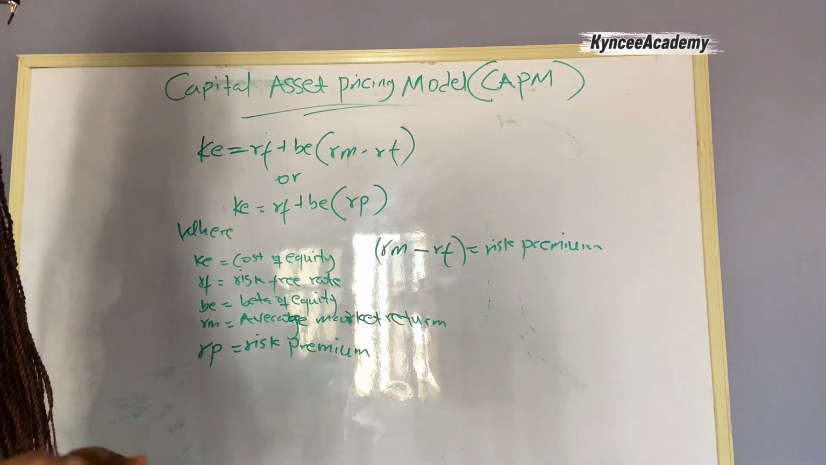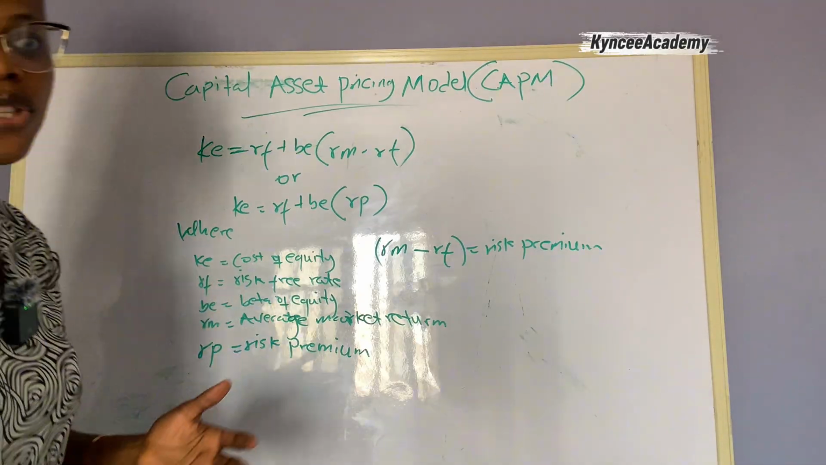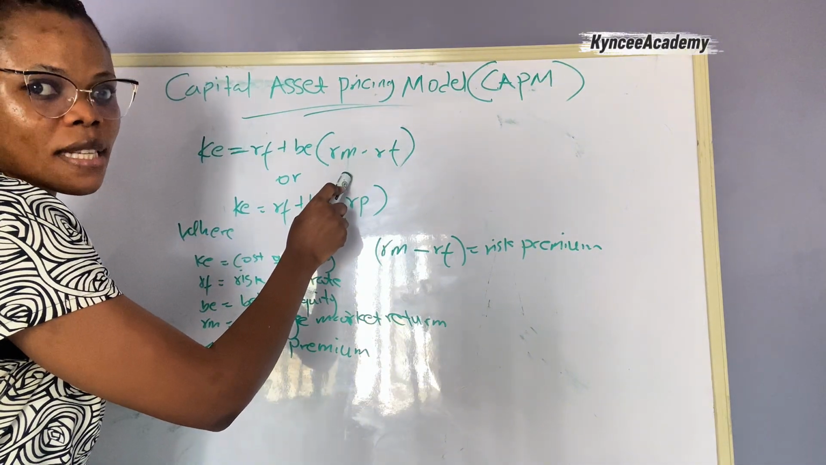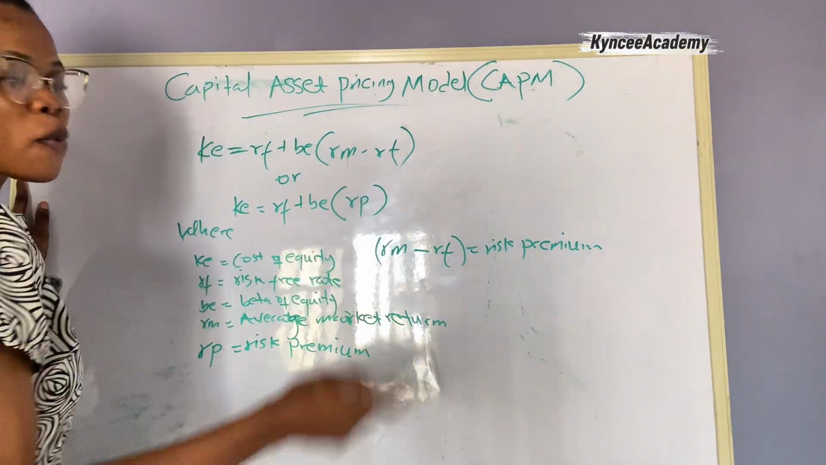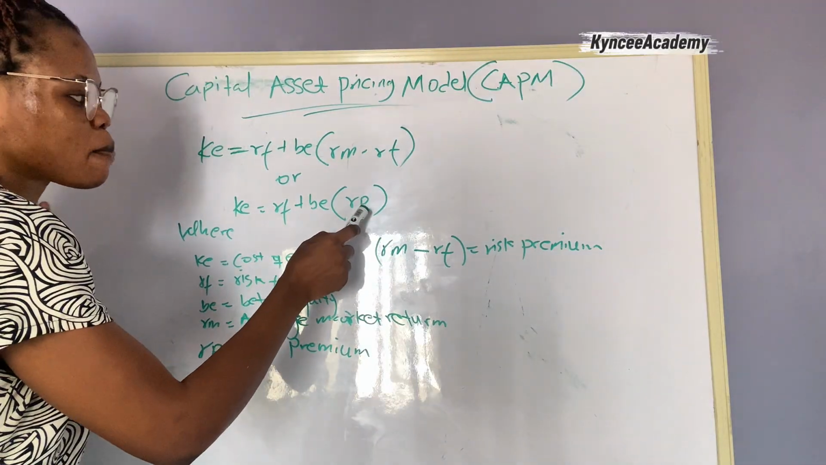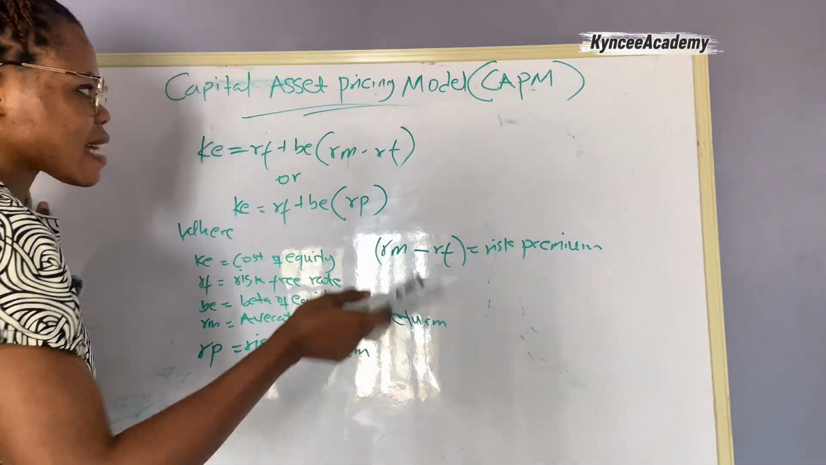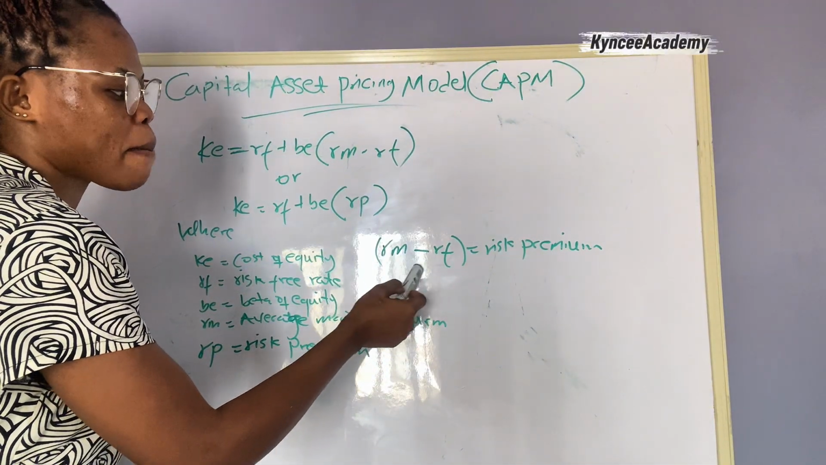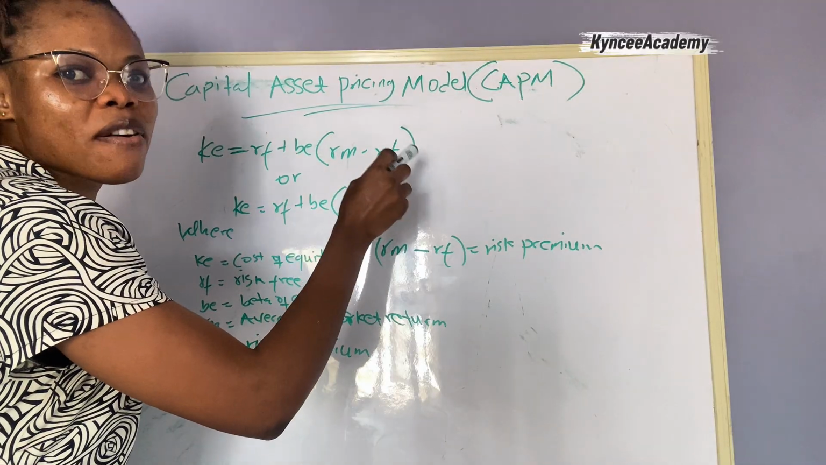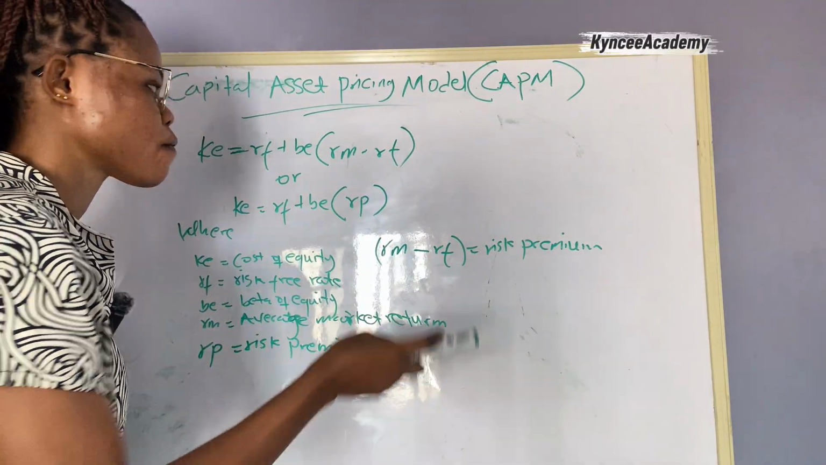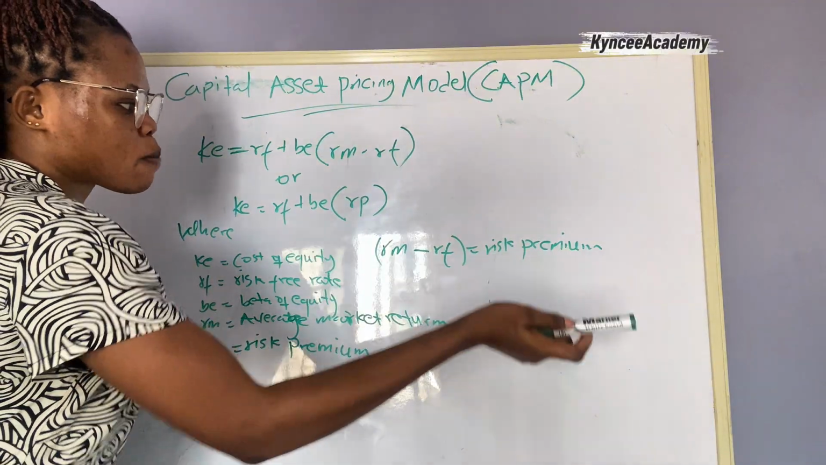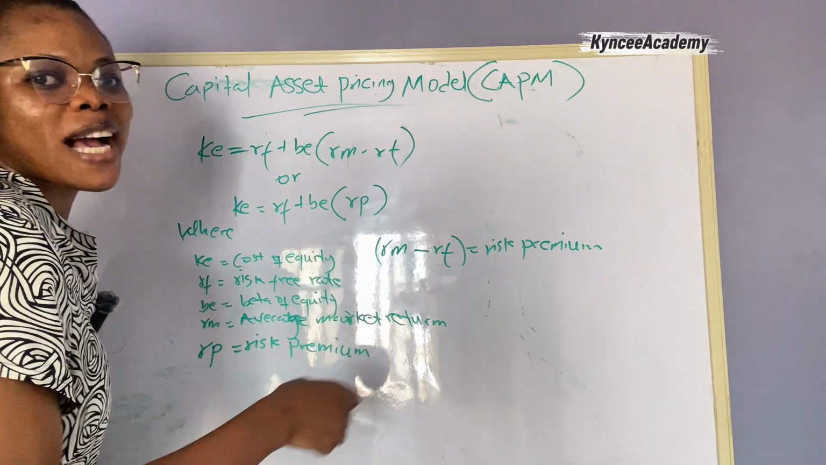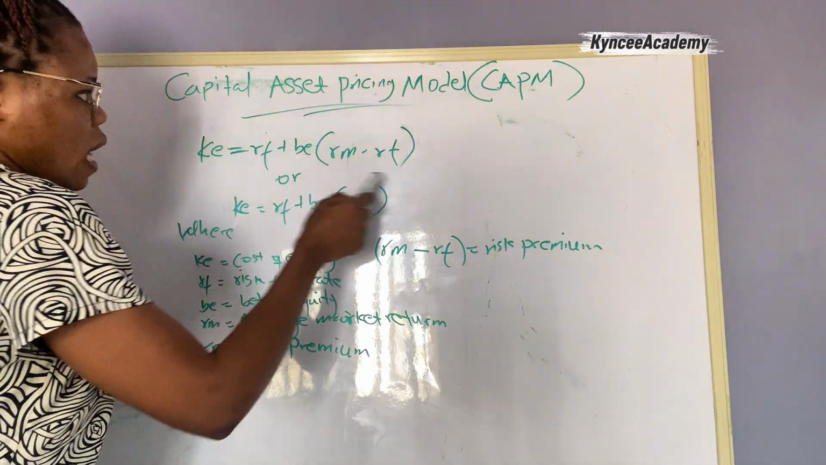So why we have these two formulas is because there are some questions where they are going to give you the market return, and there are some questions where they will not give you market return. They'll just give you the risk premium rate straight. It means that the computation Rm minus Rf has already been done, so the risk-free rate has already been deducted from the market return. So if they give you the risk premium, you use this formula. But if you are given market return, you use this formula.